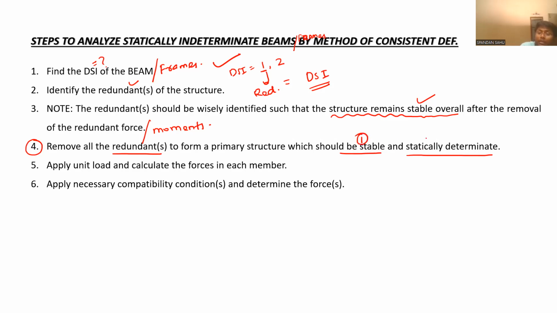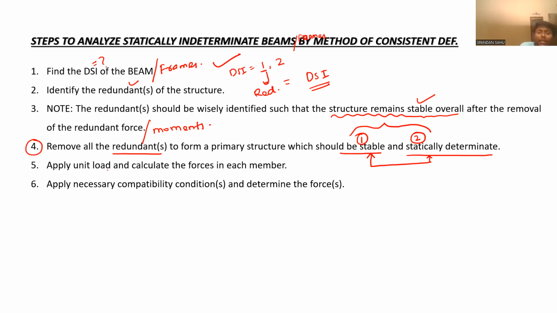These first and second points, these 2 points you should keep in mind every time while you are analyzing any structure using the force method, because these are the backbone of the force method. If you make a mistake here, then your whole answer will be wrong.